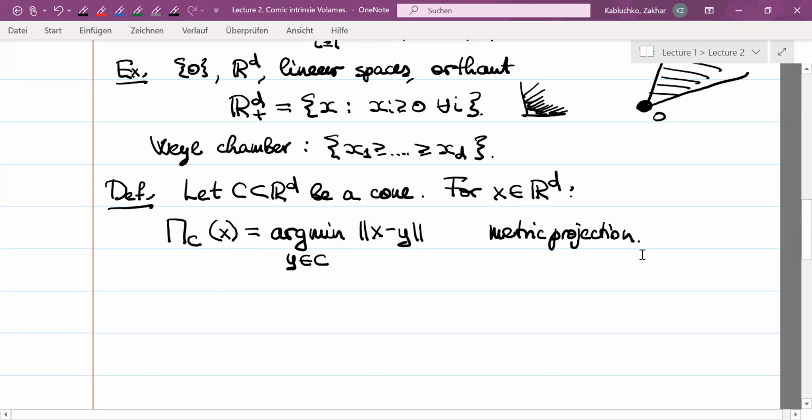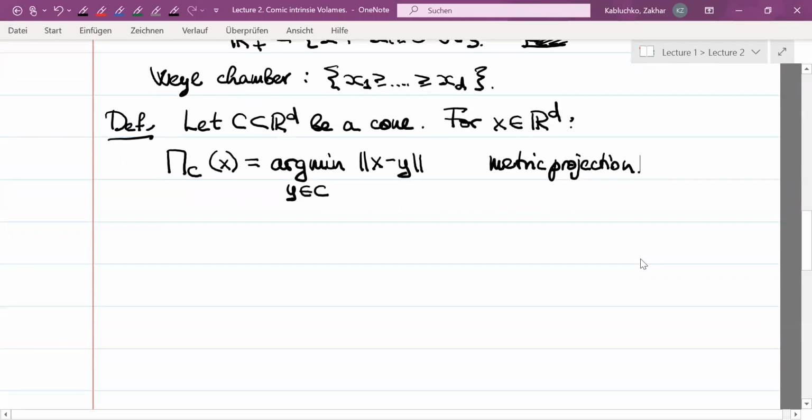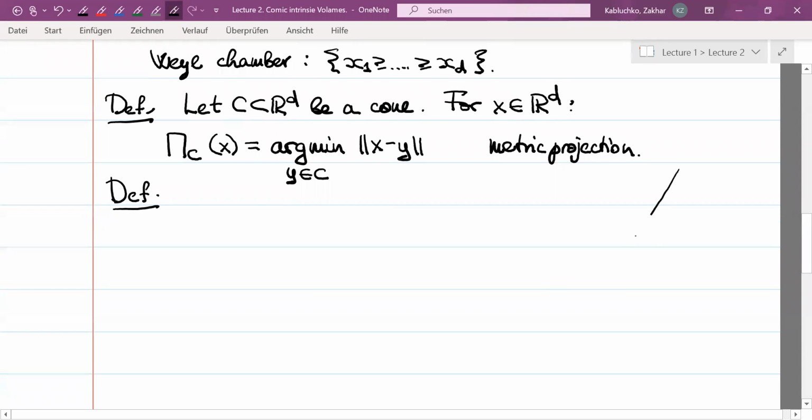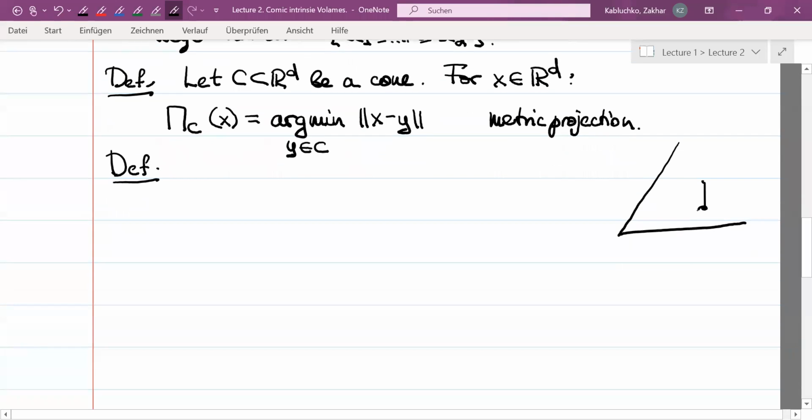And now we can define the conic intrinsic volumes. So, definition. Let us first draw a picture here. Suppose we have a cone like this, and then there are some points which need not be projected at all. For example, if I take a point inside the cone itself, so this is C, then its projection is the point itself. So these points project to themselves.